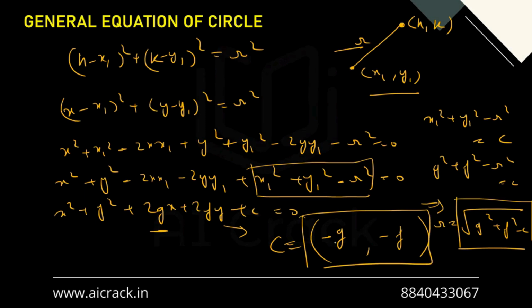Minus g, minus f would be the center, and under root g square plus f square minus c would be our radius. Okay.